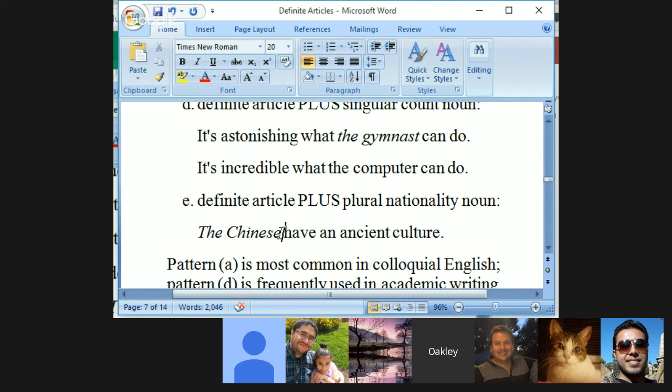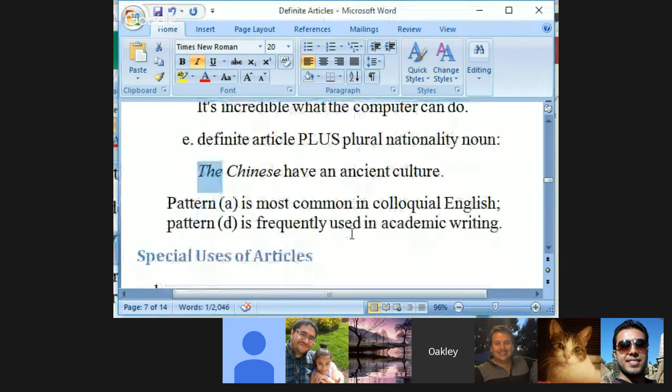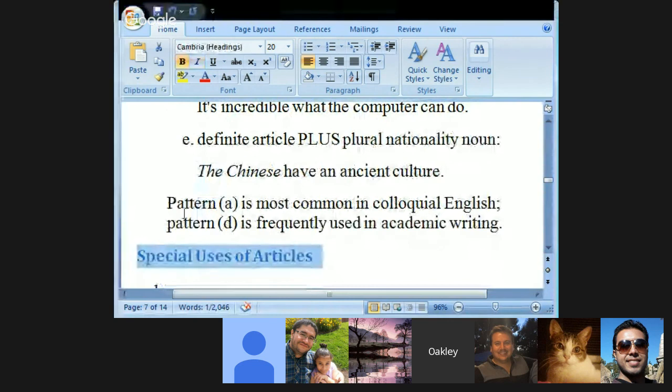And this one, okay, we always do this. If you're actually talking about some ethnic group of people, we're always going to use the. We're not going to say Chinese have an ancient culture. It sounds weird just using it without the. Okay, we'll get into the special uses in our next class.